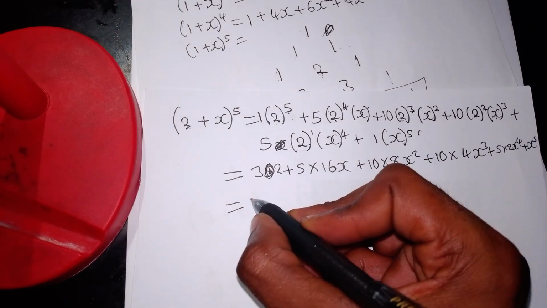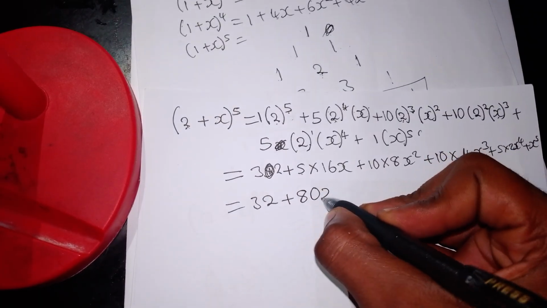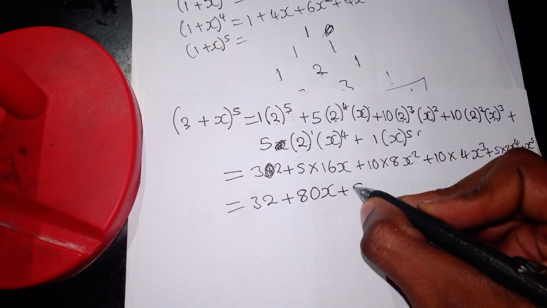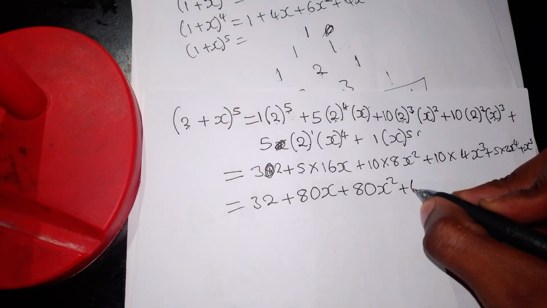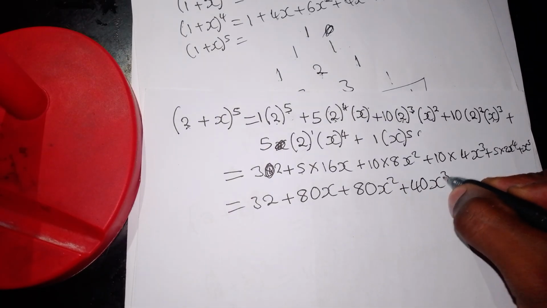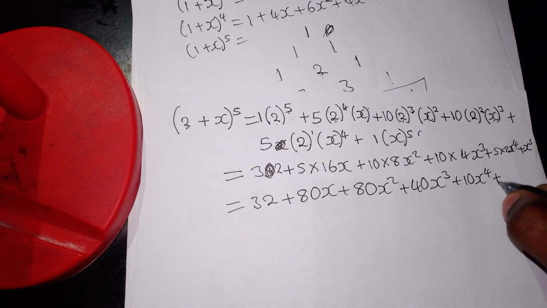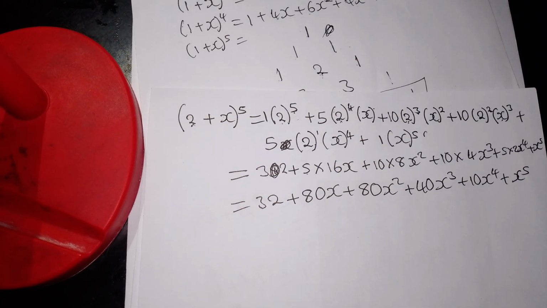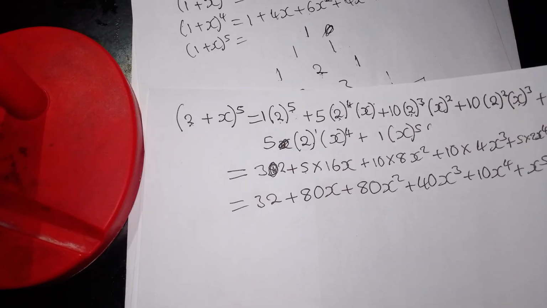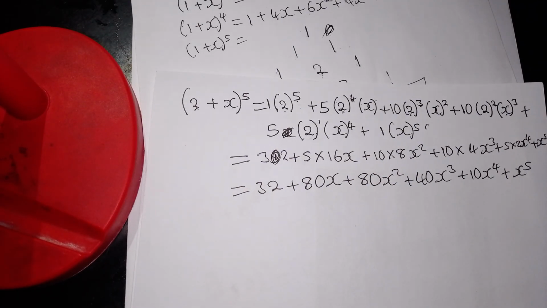When you simplify this further, you have 32 plus 80x, and then plus another 80x^2, and then plus 40x^3, plus 10x^4 plus x^5, and you have expanded this within a few seconds. You don't even need your calculator most of the times.